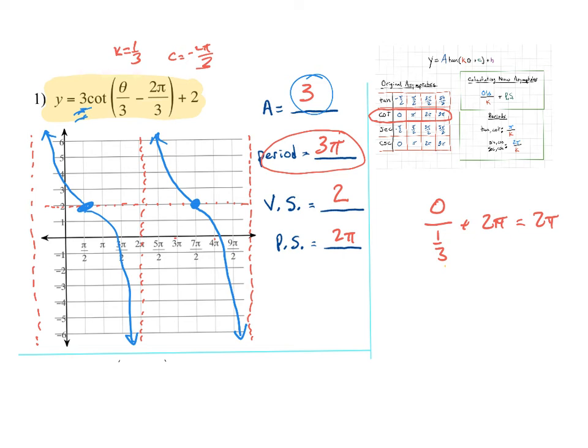Okay, let me just do one more because the secant and cosecant ones are a little bit more complicated than the tangent and cotangent ones. But the idea is the same. Locate the asymptotes and draw the picture.